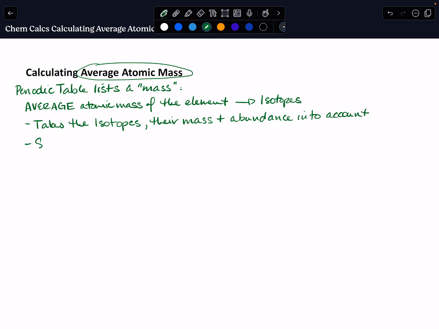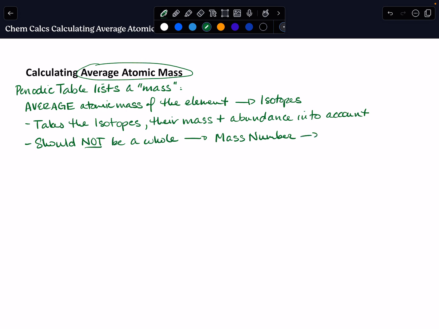This number should not be a whole number. Just by definition, the isotopes have different masses and you're going to have different abundance values, and the chances of you getting a whole number for the average atomic mass is next to zero. So you should never see a whole number. If you're given a whole number and it's referring to the mass, then what you have there is the mass number. The mass number and the average atomic mass are two very different concepts.